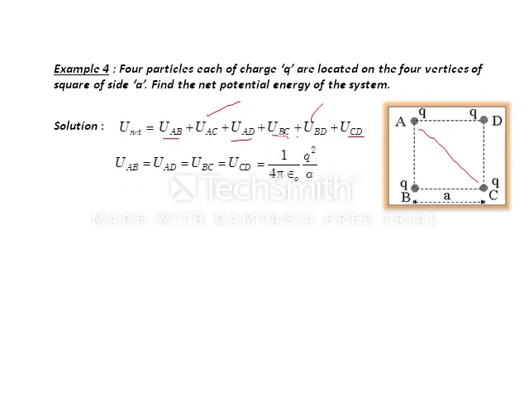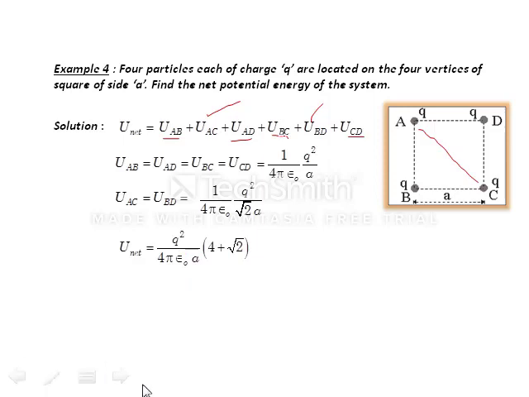And these two, just see AC, the distance between A and C is A root 2. So these two become equal. AC and BD are equal. The same formula, just the distance between them becomes root 2 A. The final energy, or the net energy, is the sum of these two: 4 times this one plus 2 times this one. So this is the expression for final energy.